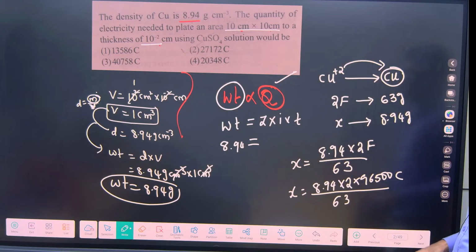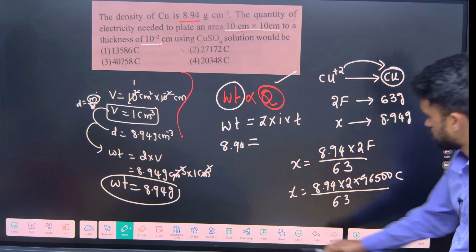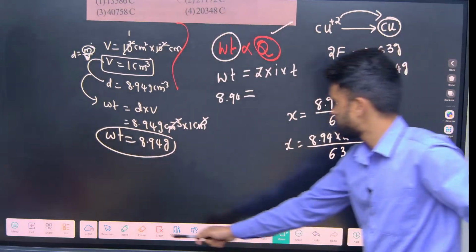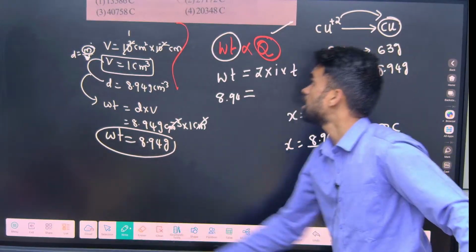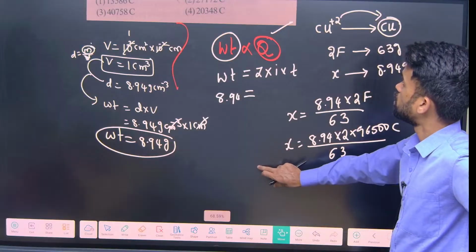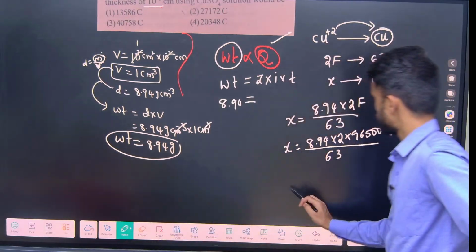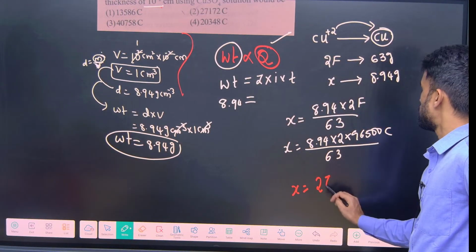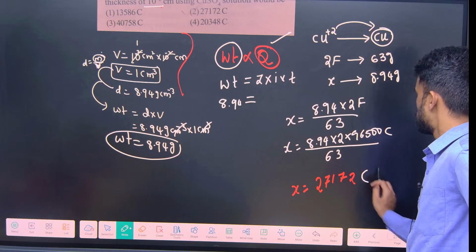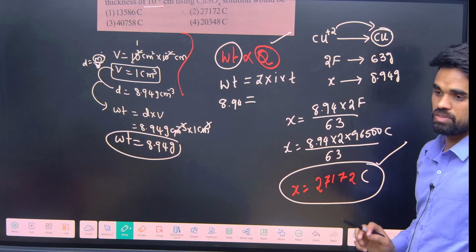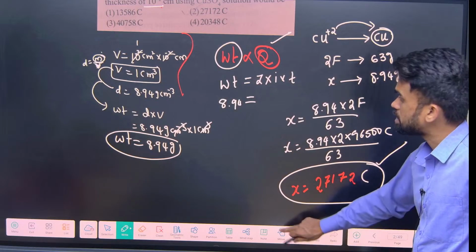Okay, right. So upon simplifying this, you will get the answer as 27172 coulombs. This is the quantity of charge we need to pass. Okay, did you get the steps that I have done?